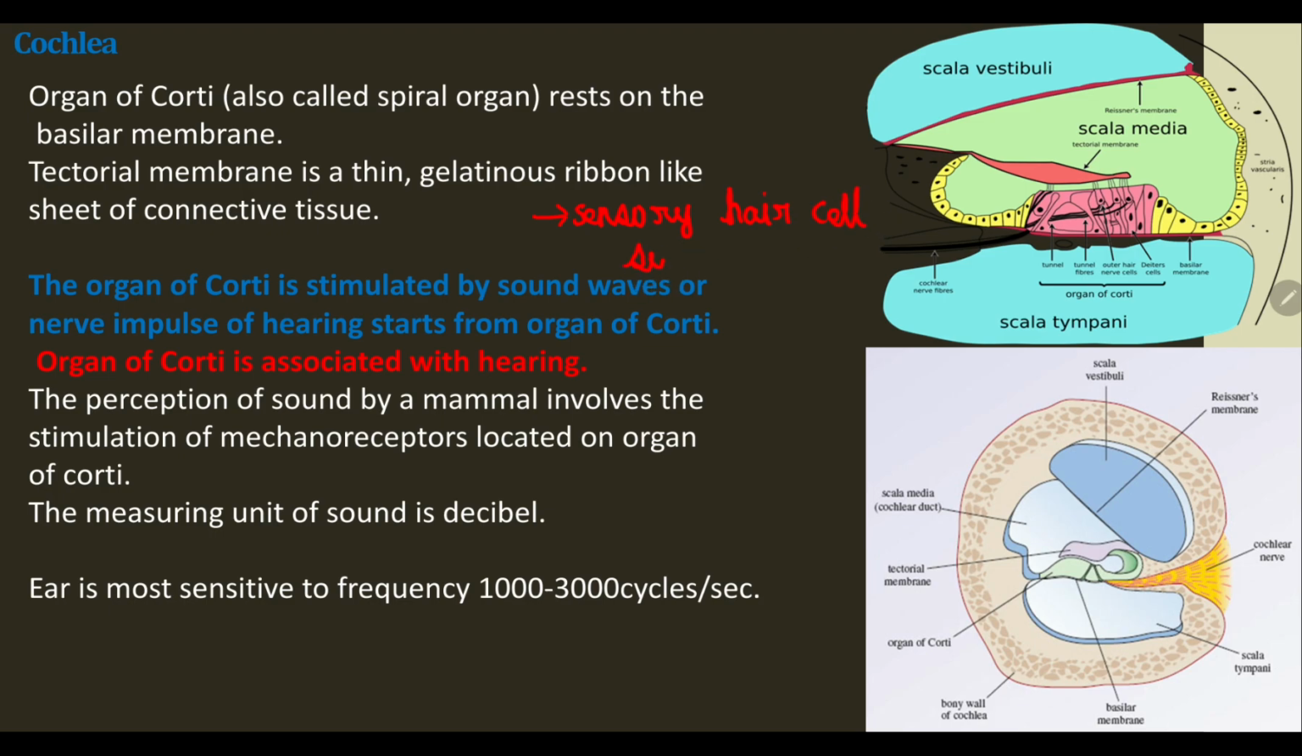Second type of cell is supporting cell. And third type of cell is basal cell. Okay. Sensory hair cells. If I see the sensory hair cell, this is the sensory hair cells. Like that it will be.